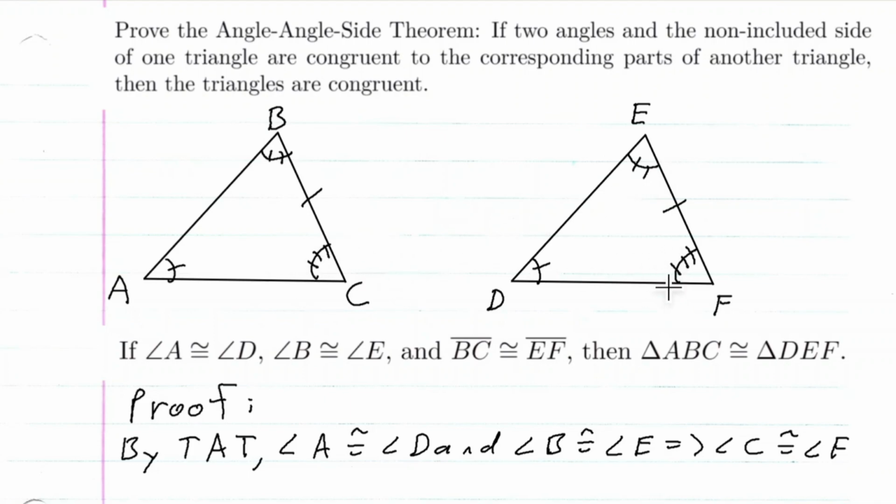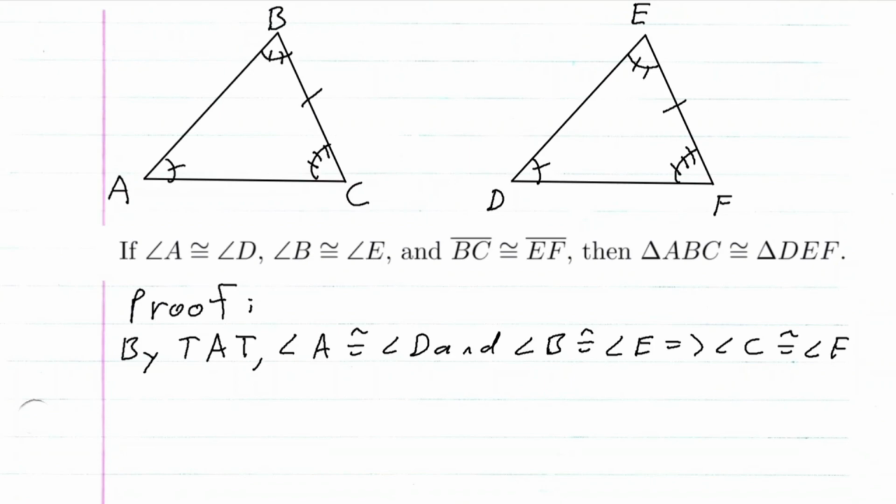must be congruent. All right, so now we have angle, side, angle, right? Angle, side, angle congruency postulate. So we can use that in order to show these two triangles are congruent. Let's go ahead and go down a bit.